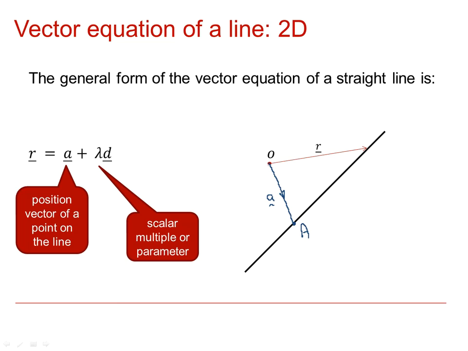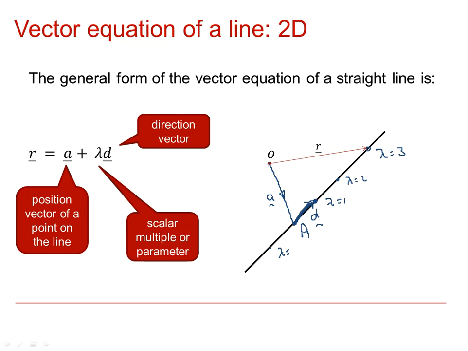The next part is that we have a scalar multiple, so lambda, of a direction vector. So if I mark a direction vector on here, let's say that there is d, then for different values of lambda we would have different points on the line. So for example, that one there would be lambda equal to 1, and the one along would be lambda equal to 2, this one here lambda equal to 3, and so on. And coming backwards, of course, we'd have lambda equal to -1, etc.